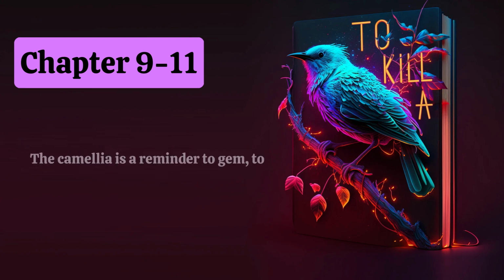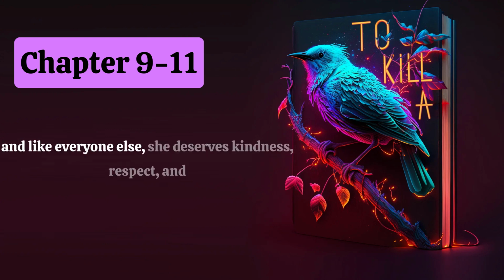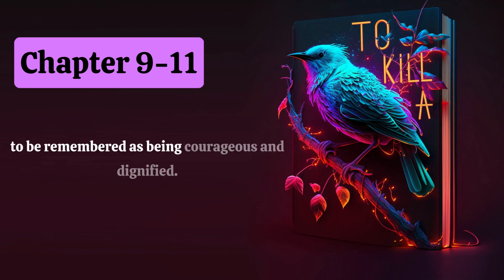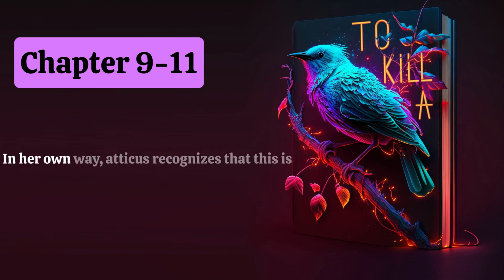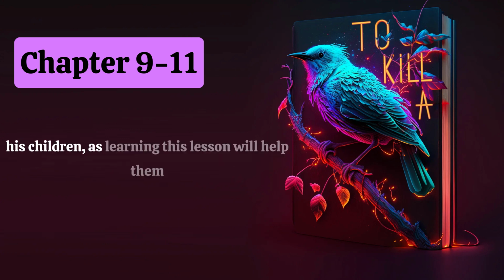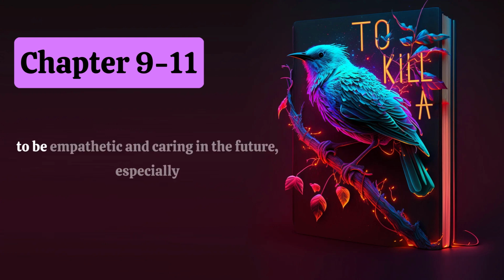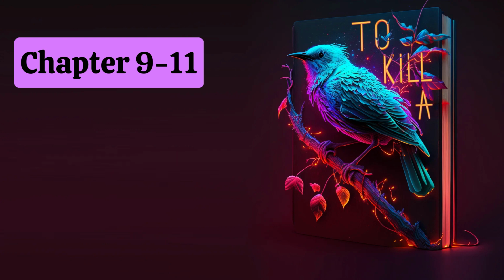Dubose. The camellia is a reminder to Jem to remember that for all her faults, Mrs. Dubose was a human being like anyone else, and like everyone else, she deserves kindness, respect, and to be remembered as being courageous and dignified in her own way. Atticus recognizes that this is one of the most important things he can teach his children, as learning this lesson will help them to be empathetic and caring in the future, especially when faced with people who are different.